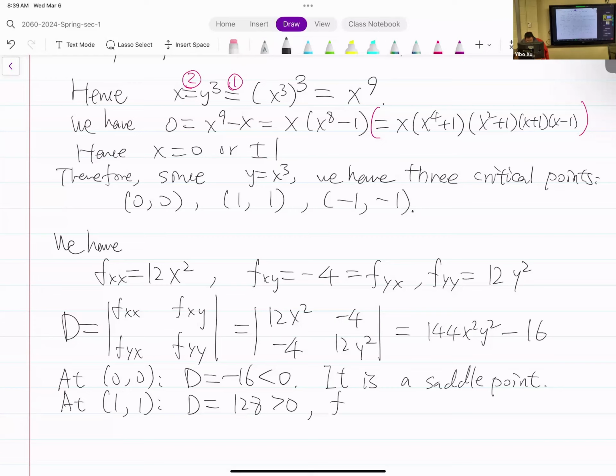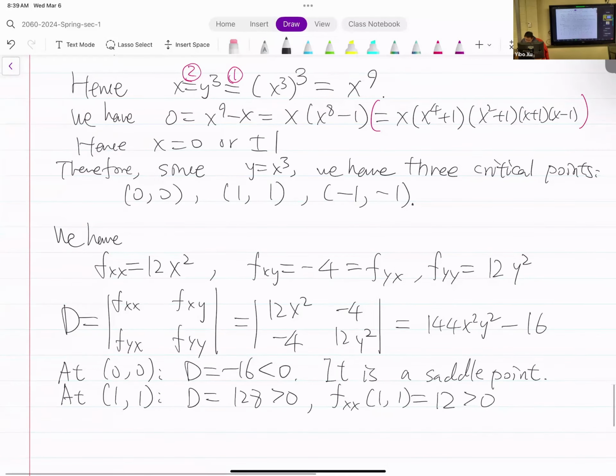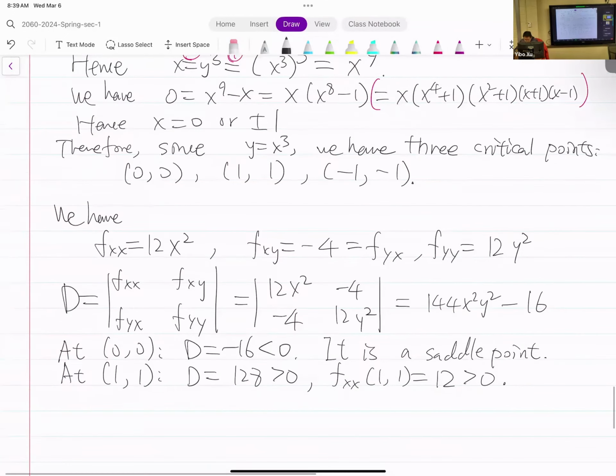Okay, so now we evaluate f sub xx at 1, 1. So that's actually what? That's actually 12, right? So x is 1. That's also positive. So what does it tell you from the second derivative test? So local minimum. It is a local minimum. Okay.